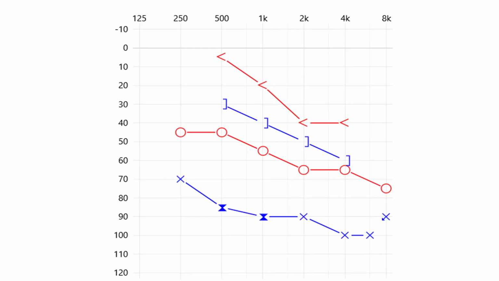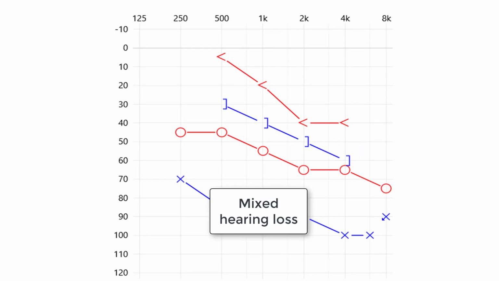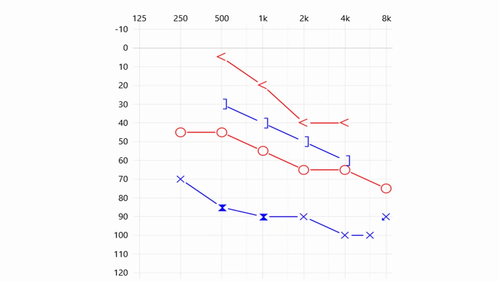This audiogram shows a mixed hearing loss. A mixed hearing loss has elements of sensorineural and conductive in the same ear. In this case, both the left and the right ear show a mixed hearing loss. That is, both ears have an element of conductive pathology, perhaps of the outer or middle ear, and an element of damage to the cochlea or hearing nerve, or a sensorineural hearing loss. It's mixed because it has elements of both.